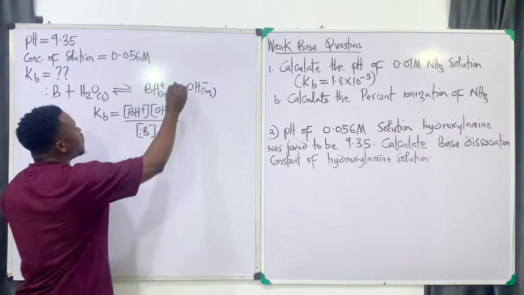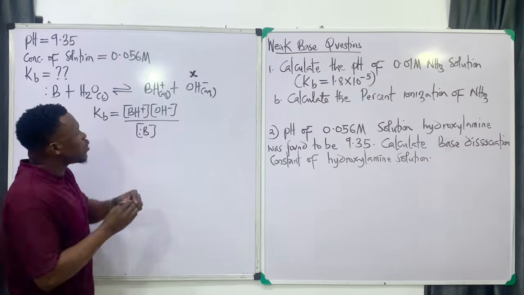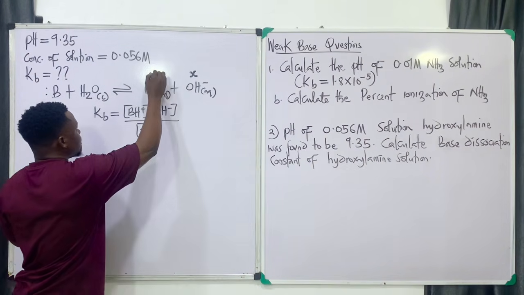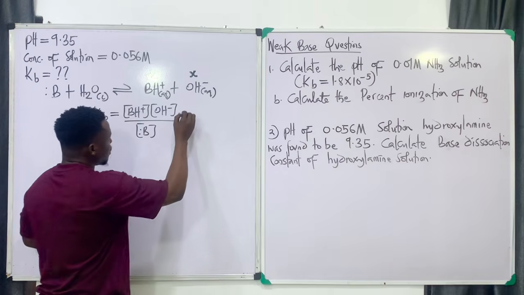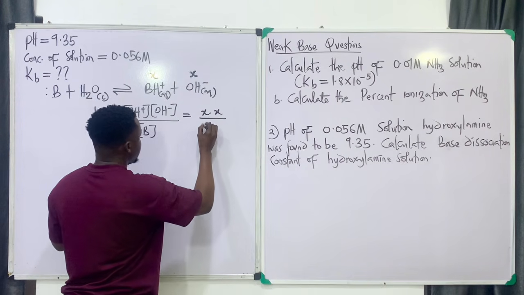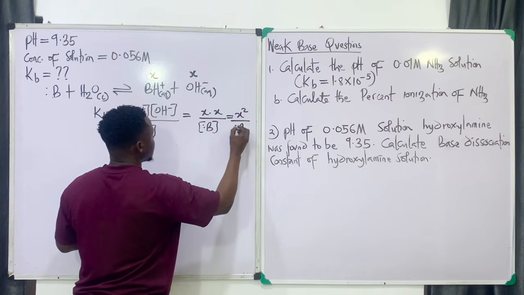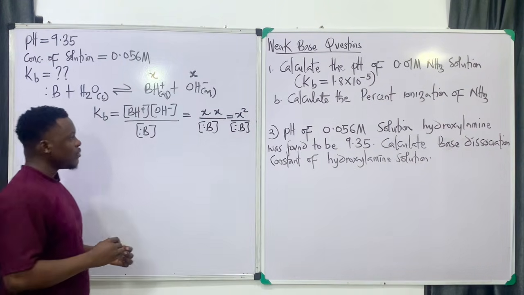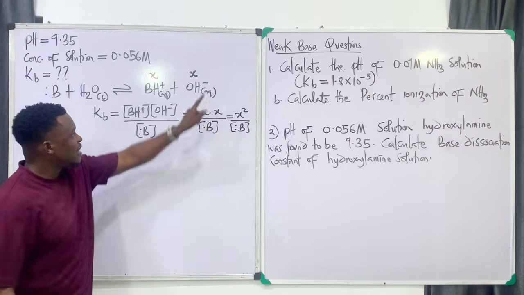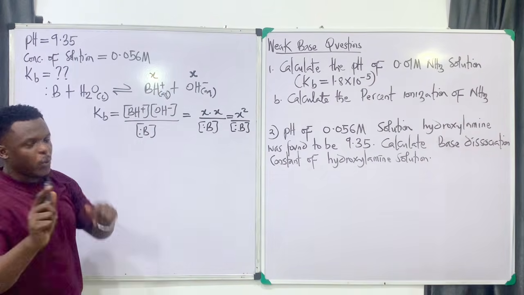Now if we do know the value of OH, we call it X. And since OH has the same mole as BH plus, it will also be X. So this expression will now reduce to X times X over the concentration of the base, which is X squared over the concentration. So we need to find the value of OH. Once you've gotten the value of OH, that becomes your X, and this also is your X.